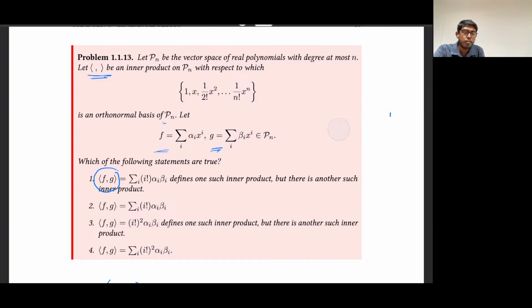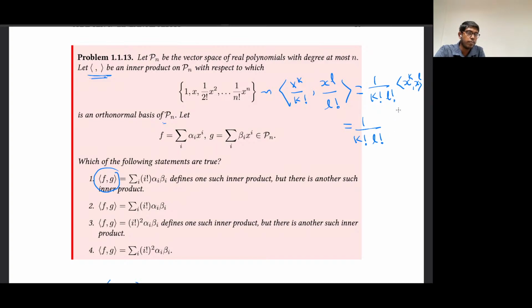Let's write down here again. What we know here is x to the power k by k factorial, x to the power l by l factorial. I can take the k factorial out because this is an inner product and hence I can take the constant out. So it is 1 by k factorial times l factorial, and x to the power k and x to the power l. This equals 1 by k factorial times l factorial times delta, and since this is an orthonormal basis, it is either 0 or 1, depending on whether k is not equal to l or k equals l.